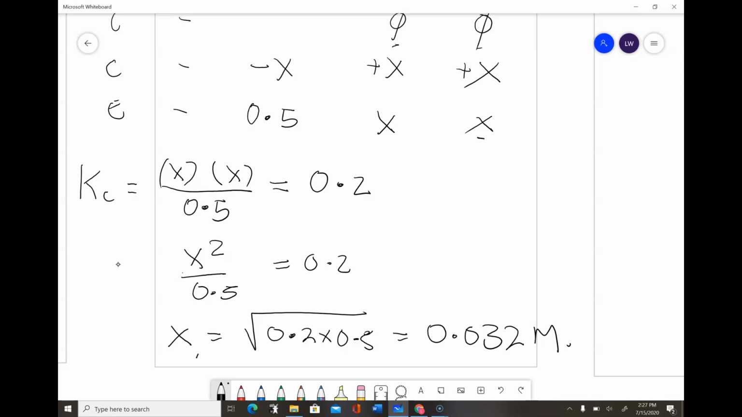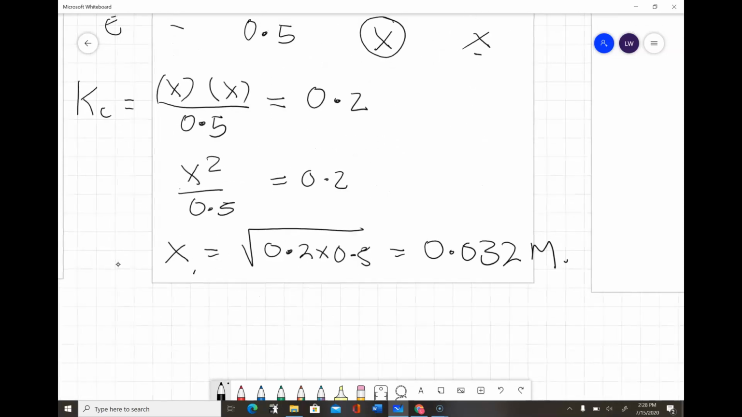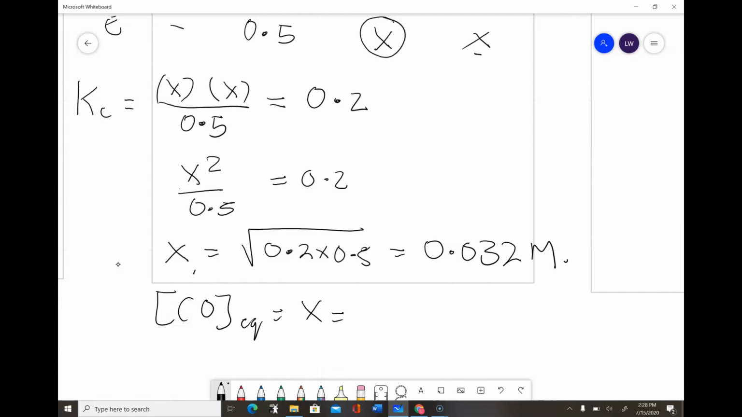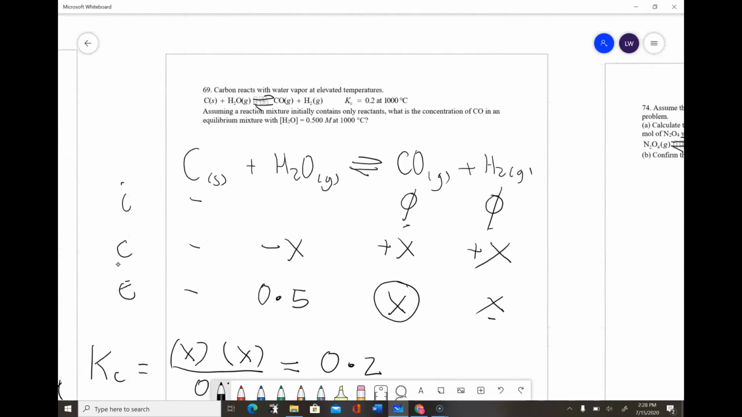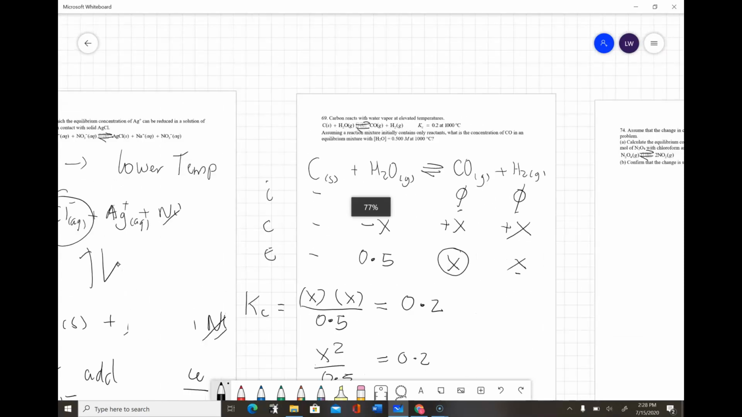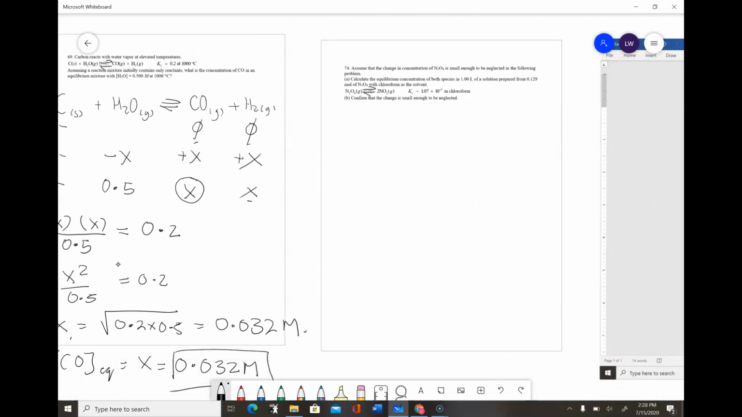Now, we were asked to calculate the concentration of CO, and you can see that the equilibrium concentration of CO is indeed X, so we should just finish off the question. The concentration of CO at equilibrium equals X, which equals 0.032 molar, and there's my answer. Okay, it all looks good to me. All right. Okay, let's try another one, quite similar.